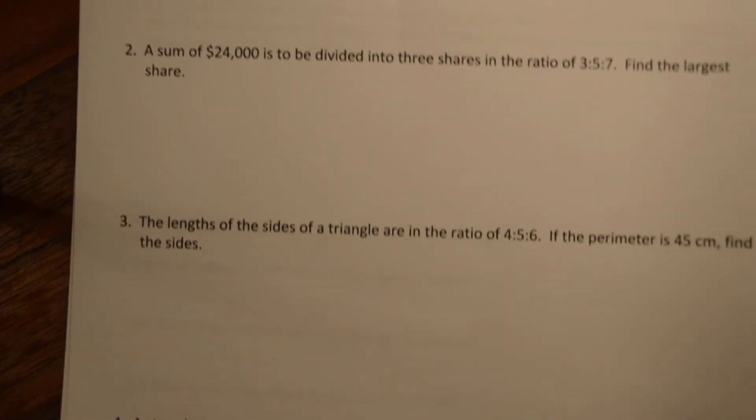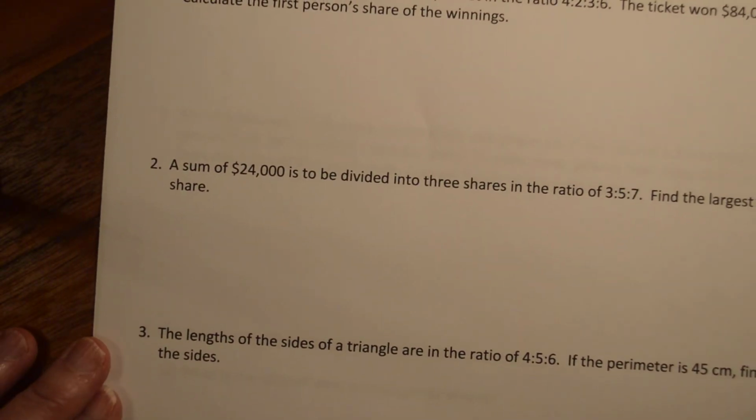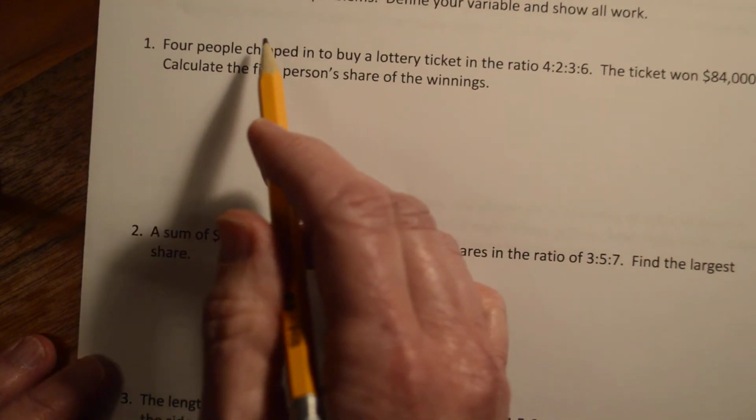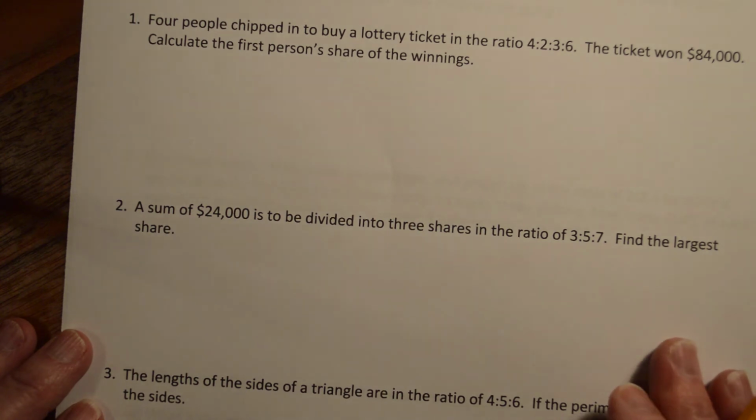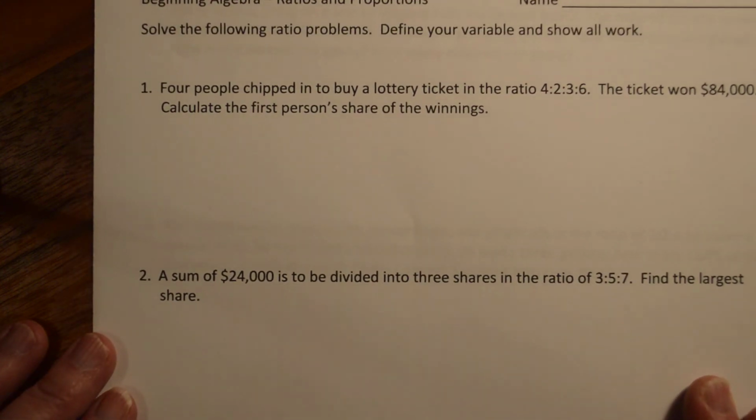So you should have this sheet right here, right? It's the beginning algebra, ratios and proportions, and you are supposed to solve the following problems and define your variables and show all work. Some of these problems are not going to be super easy to define the variable, but we will do that when it's possible.